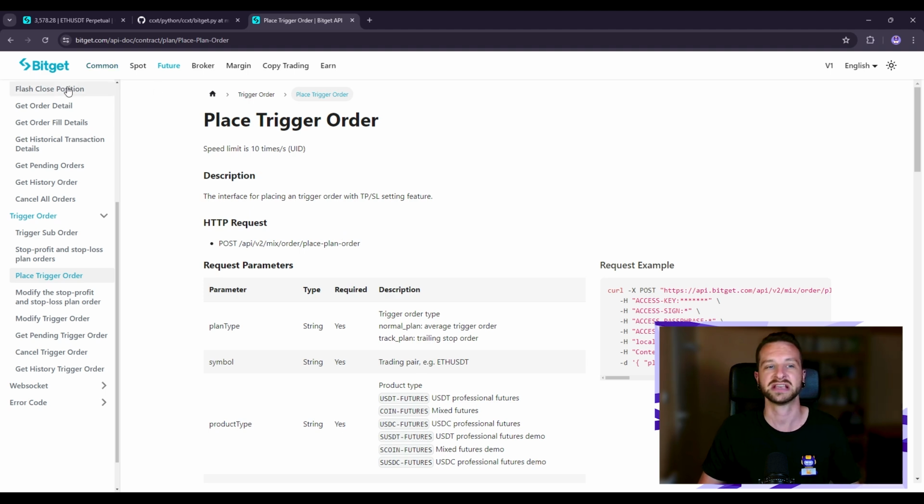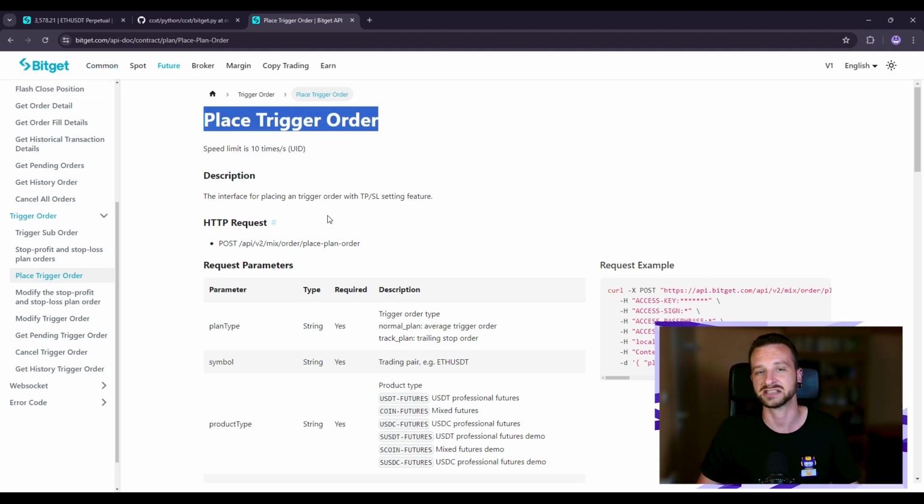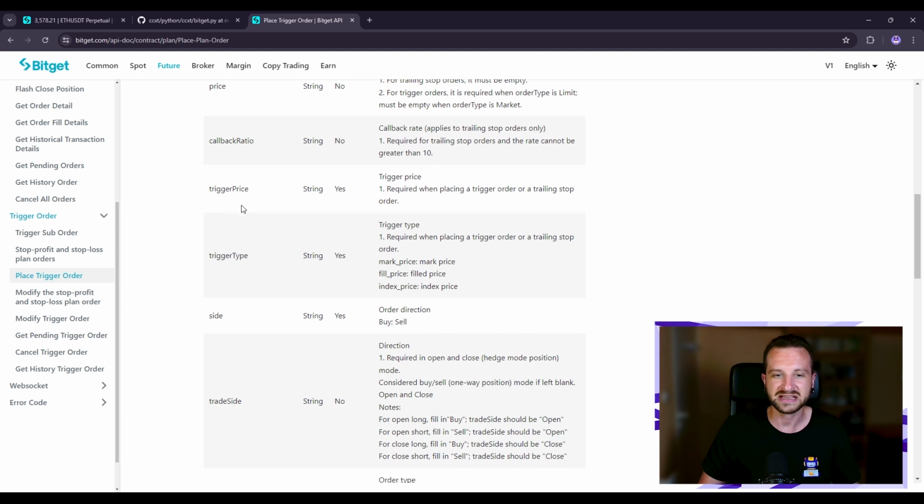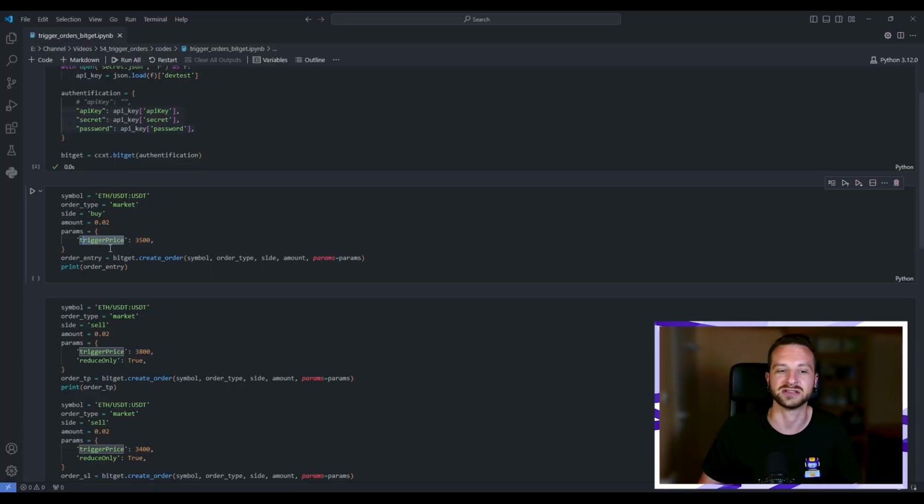that given exchange. You see here on BitGet, I have this place trigger order. And what I can see is that here I have the trigger price and you can see the syntax is that. So that's how I know that in my code, I have to give trigger price here. So you don't have to worry about this if you're just going to use BitGet. But if you're trying to adapt that to another exchange, you have to check because what's in params does depend on the exchange.